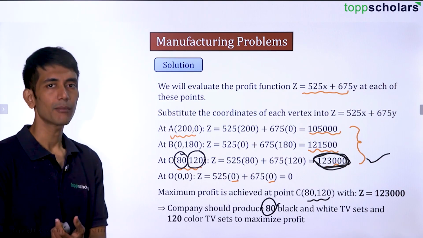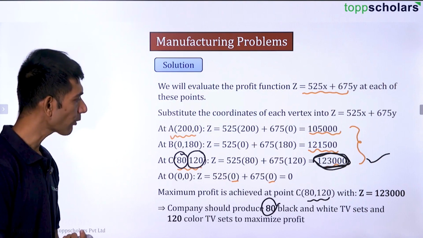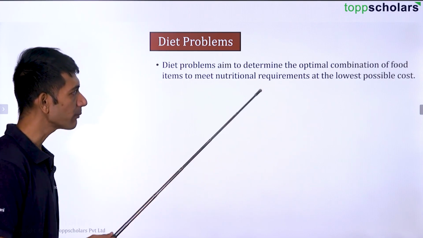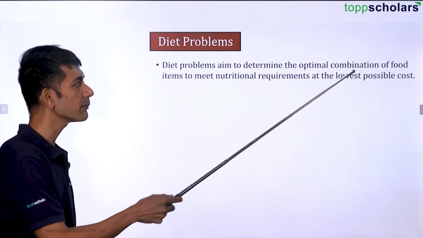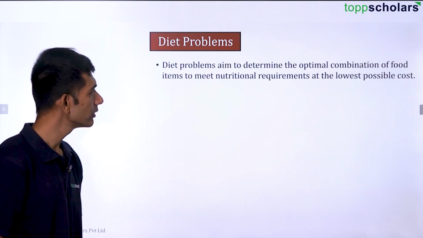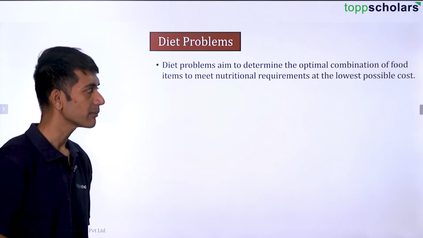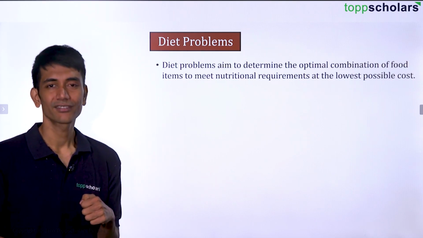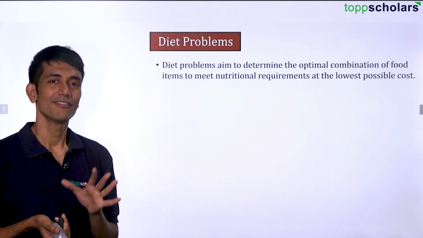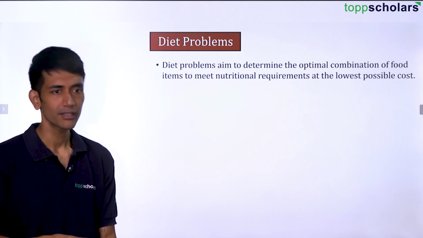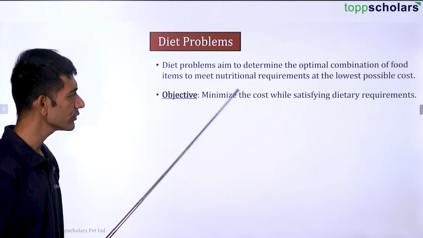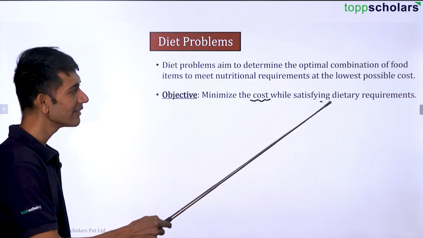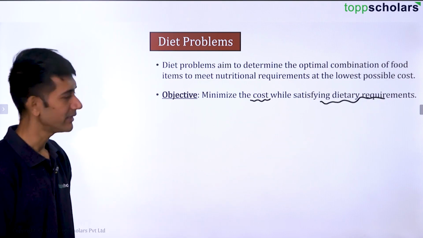So we have seen an example of manufacturing. We'll also see a problem now which is related to diet. The diet problems basically aim to determine the optimal combination of food items to meet nutritional requirements at the lowest possible cost. Obviously, we want good nutrients to get into our body at less cost. This is obvious, right? So what is the objective? The objective is to minimize the cost while satisfying the dietary requirements.